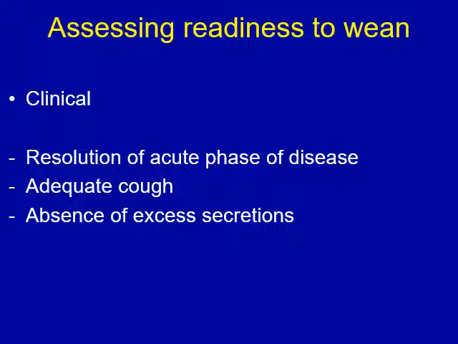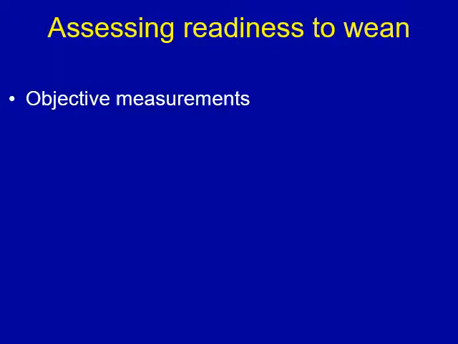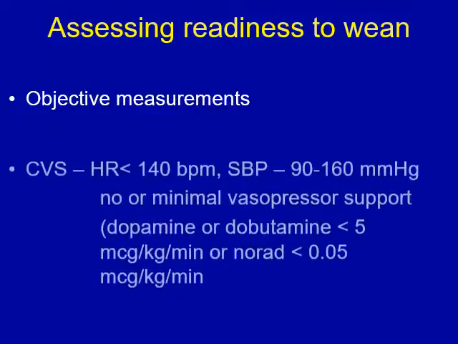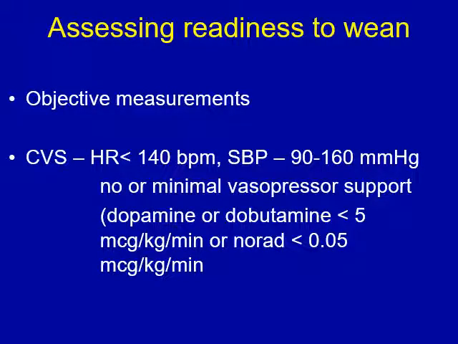The other clinical criteria are: one is the resolution of the acute phase of the disease. The patient should have adequate cough, and there should be absence of excess secretions. And what are the objective measurements? In case of objective measurements, we have cardiac. That is, heart rate should be less than 140 per minute. Systolic blood pressure should be between 90 to 160 millimeter of mercury with or without inotropic support. It should be minimal inotropic support.